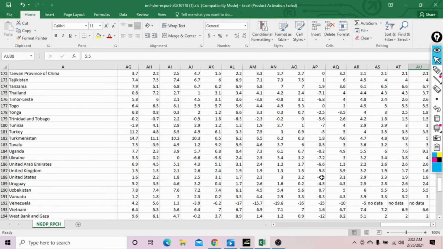If you check 2020, it was negative 4.3%. It was down by 4.3%. This is the United States GDP. And if you check the projections, for 2021 US GDP is expected to grow at 3.1%, and then for 2022, 2.9%. 2023, 2.3%. 2024, 1.9%. 2025, 1.8%. Do you see that the GDP of the US is expected to grow at a rate of less than 3% in the next 5 years, but China is above 5%?